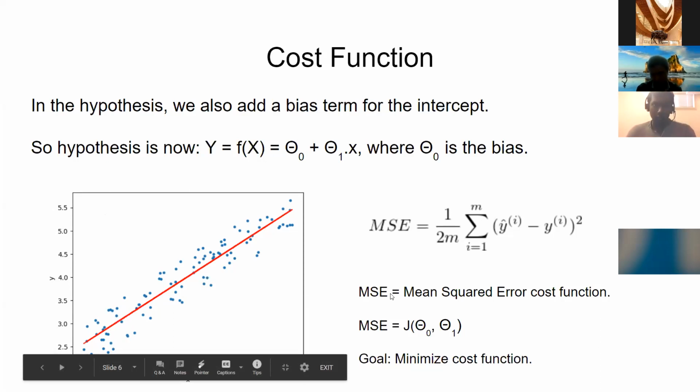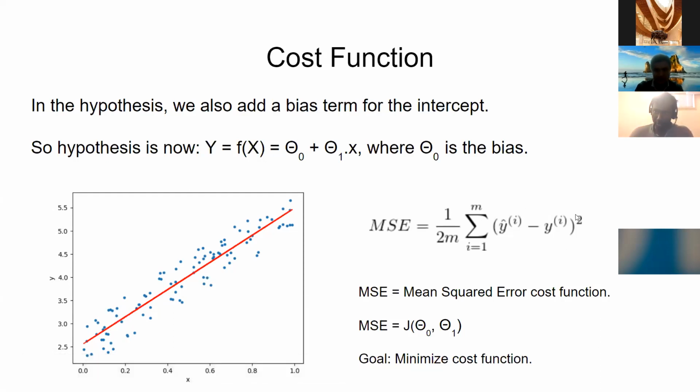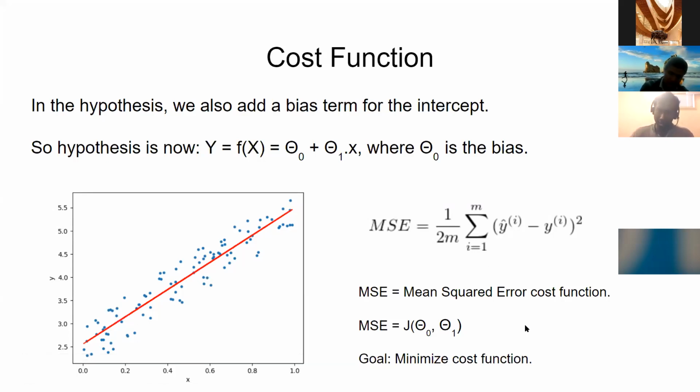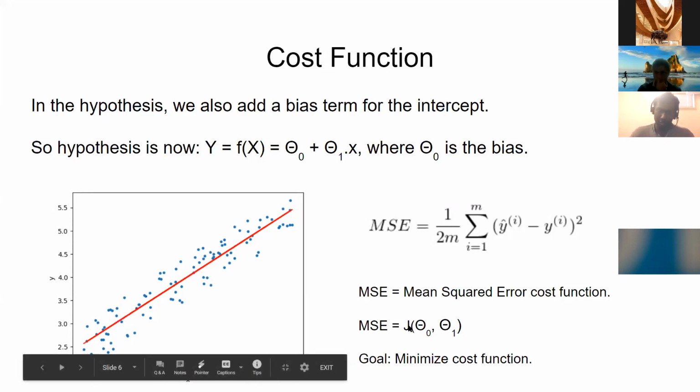So MSE, the mean squared error, is the summation over all the squared differences for all the outputs. It's usually represented by J of theta 0, theta 1, up to theta n if there are more features, so it will have more thetas. J is just the cost function. It's a convention, so there's no really solid reason behind that.